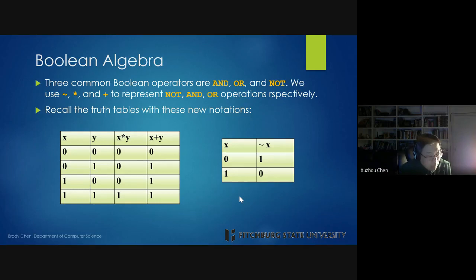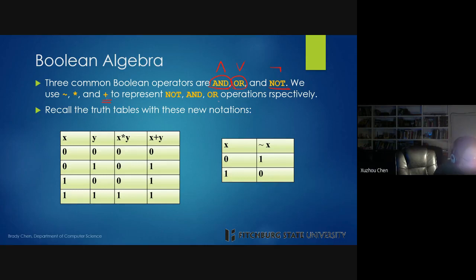And also, we try to use a different notation for the conjunction, disjunction, and the negation. So for the conjunction, in the Boolean logic, we use and, or, not, right? Now, we are not going to use this. We try to use some kind of notation typically used in algebra.